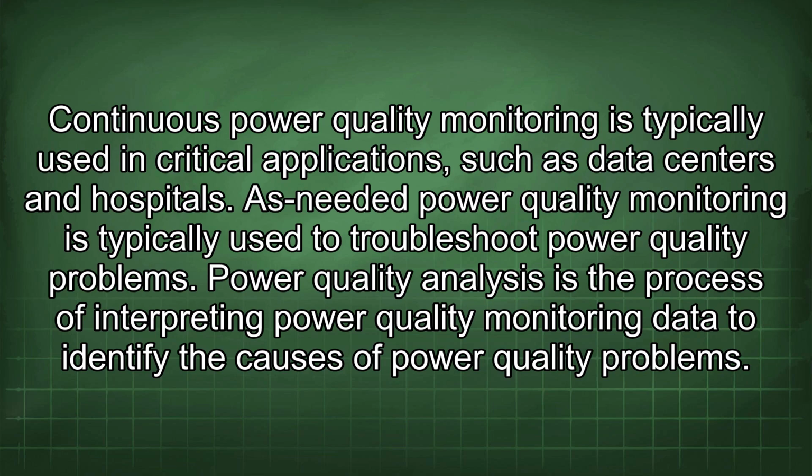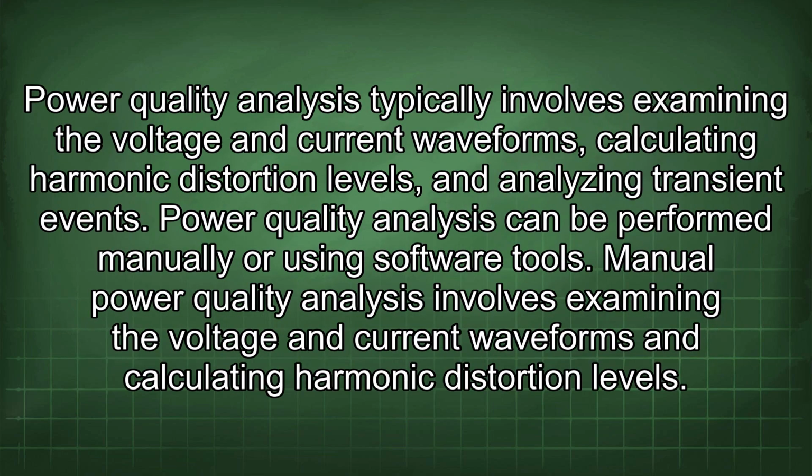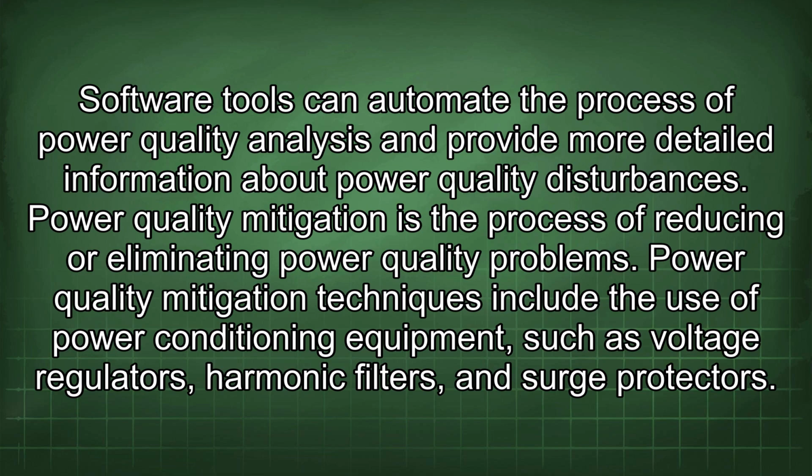Power quality analysis is the process of interpreting power quality monitoring data to identify the causes of power quality problems. Power quality analysis typically involves examining the voltage and current waveforms, calculating harmonic distortion levels, and analyzing transient events. Power quality analysis can be performed manually or using software tools. Manual power quality analysis involves examining the voltage and current waveforms and calculating harmonic distortion levels. Software tools can automate the process of power quality analysis and provide more detailed information about power quality disturbances.